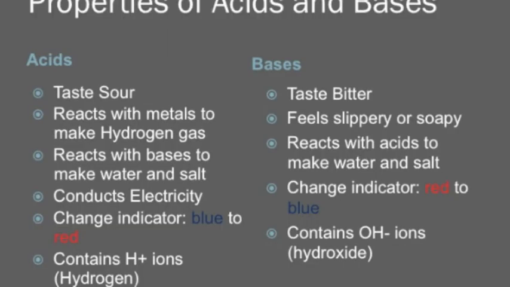Acids and bases, Part 3, Properties. Properties of acids and bases. Acids taste sour and react with metals to make hydrogen gas. They also react with bases to make water and salt. They conduct electricity, and the litmus paper will change from blue to red, and they contain hydrogen ions.